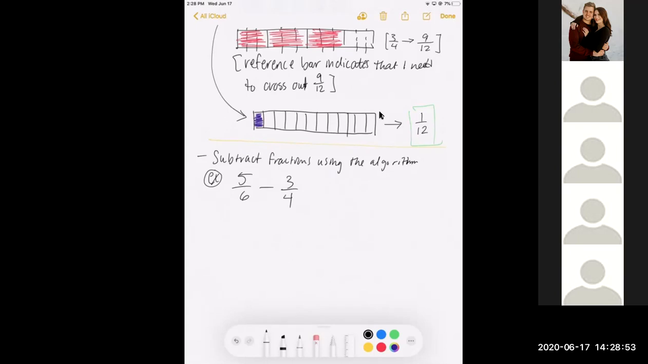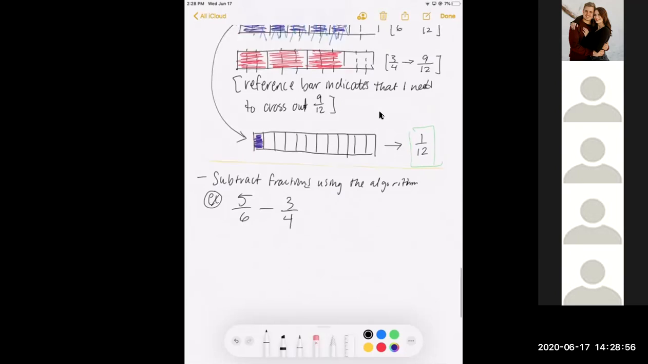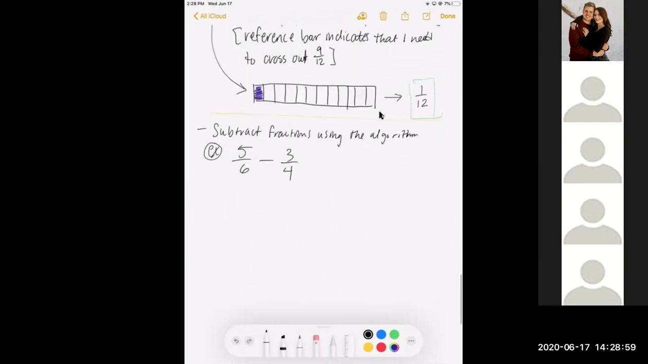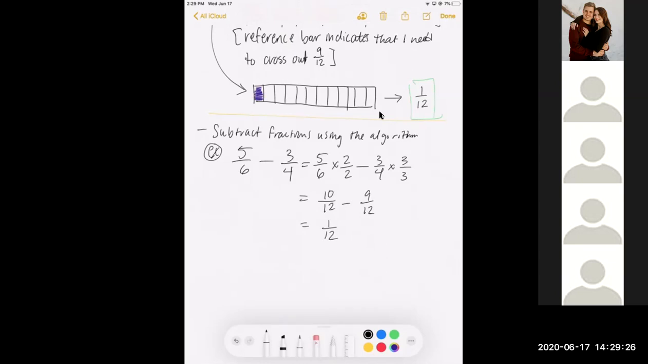Okay? And so what we do that with numerically is we take our 5/6 and we need the same size pieces. We found out they were 12ths. So I multiply 6 by 2 to get to 12. And you can subtract off 3/4. Change into 12ths, multiply by 3 over 3. Okay. So that's going to equal 10/12, subtract off 9/12. And when I do that, I get 1/12. Okay. I can't do it that way. Let me go and rearrange that.